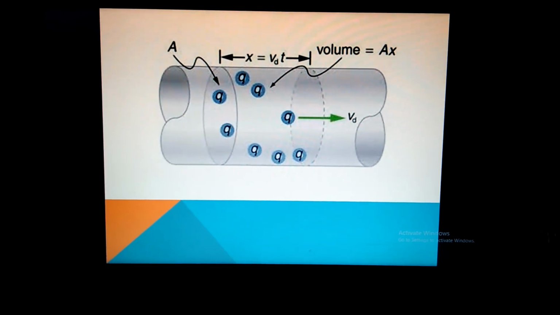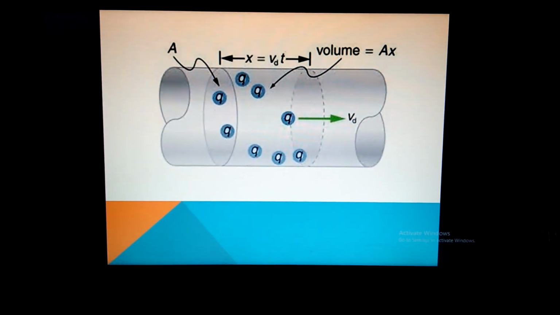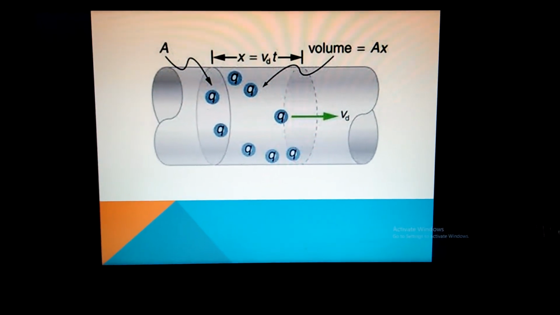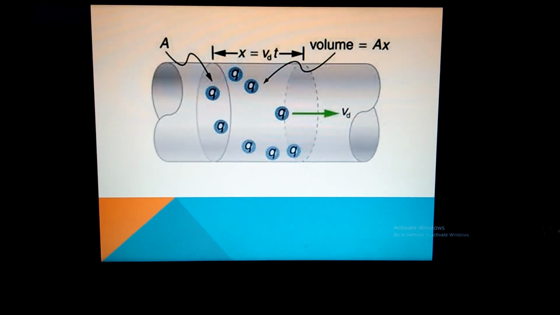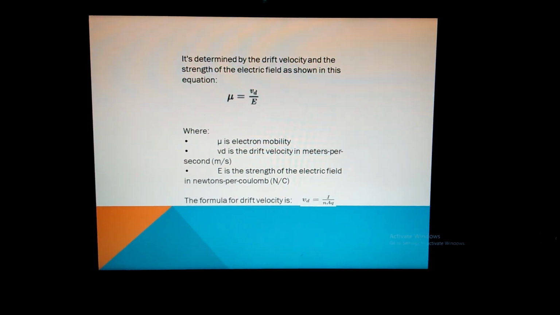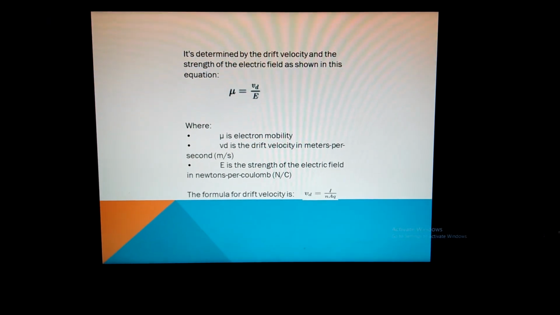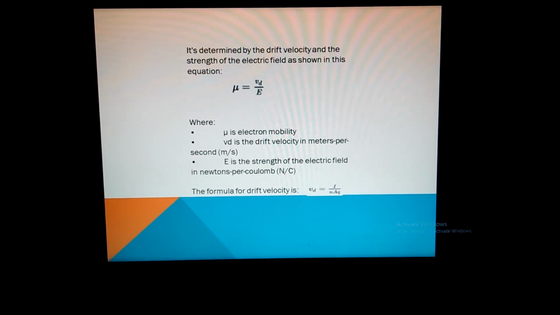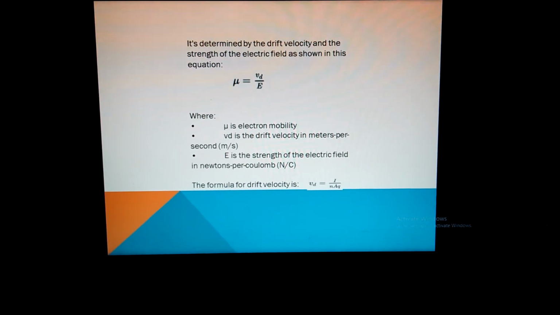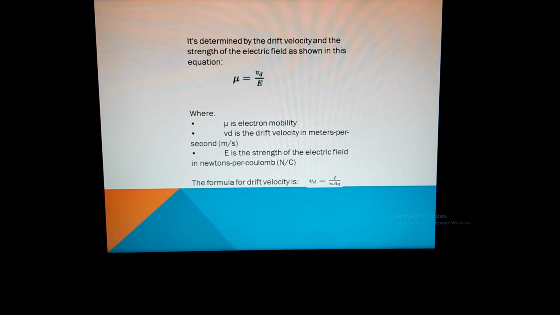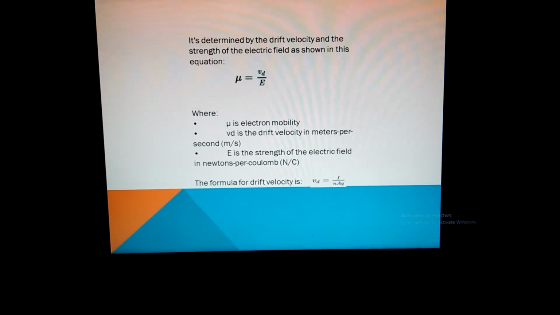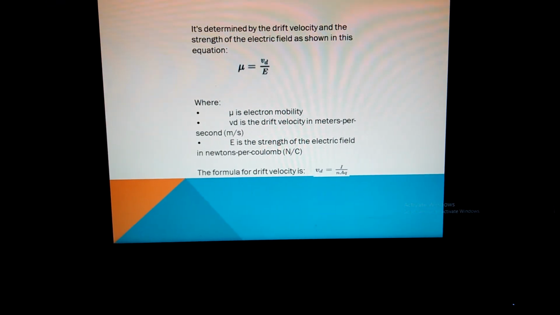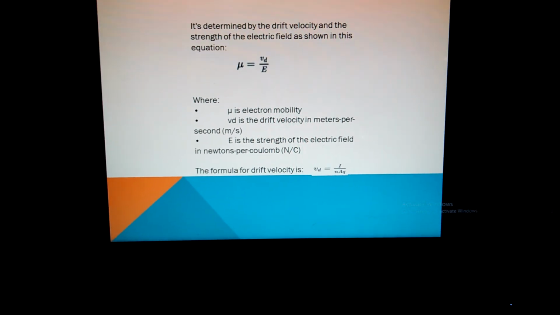They have a volume charge in the conductor, charge like induction, voltage x is equal to Vd t. It's determined by the drift velocity and the strength of the electric field as shown in this equation: mu is equal to Vd by E, where mu is the electron mobility, Vd is the drift velocity in meters per second, and E is the strength of the electric field in newtons per coulomb, N by C.